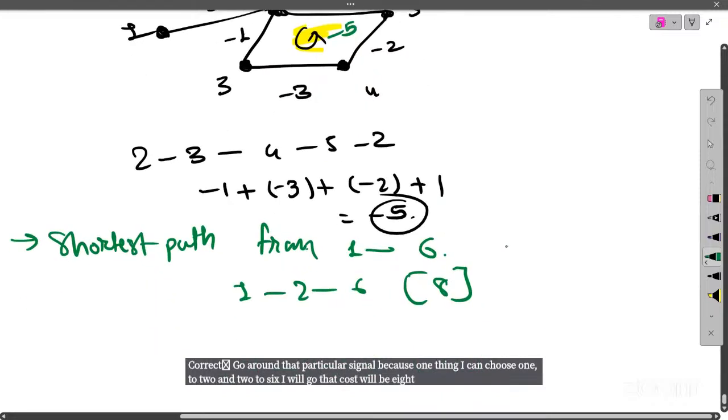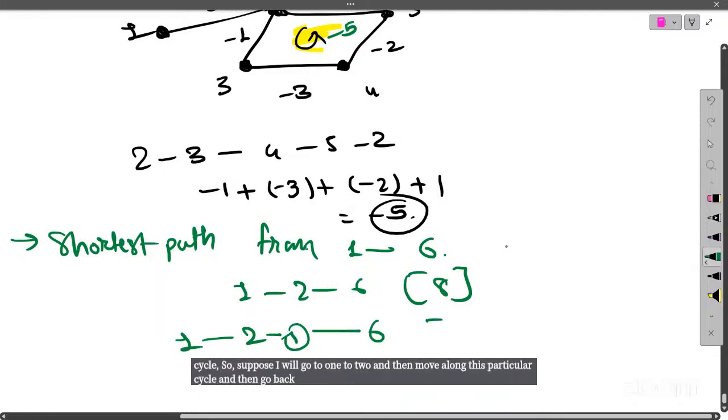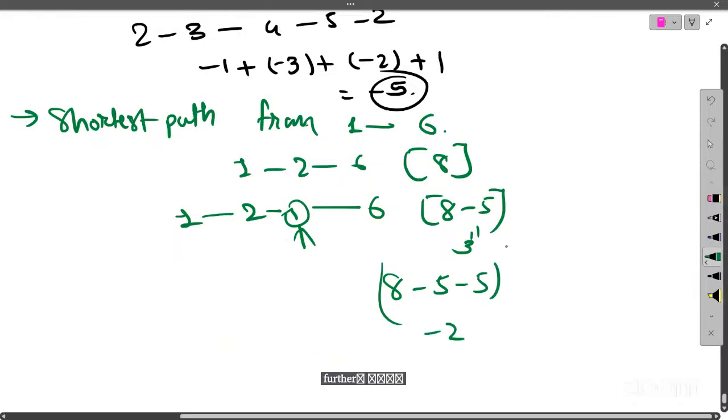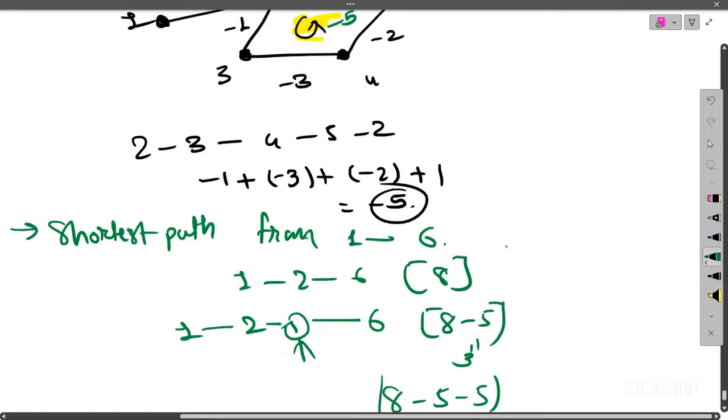But if I go from 1 to 2, then move along this particular cycle and then go back to 6, the cost is 8 minus 5, which is 3. And if I move along the cycle 2 times, the cost reduces even further, to -2, and again -7 and so on. So in this case, there is no minimum number we can stick to.